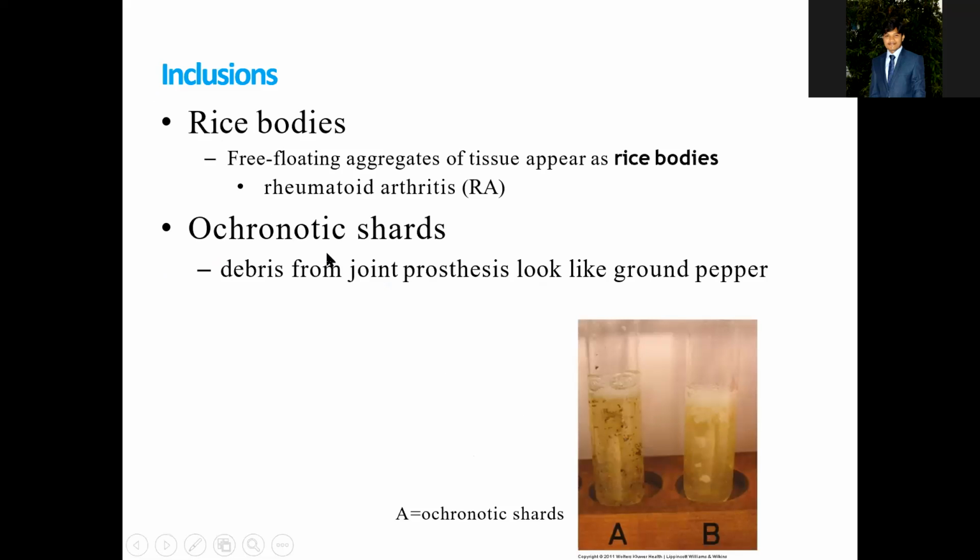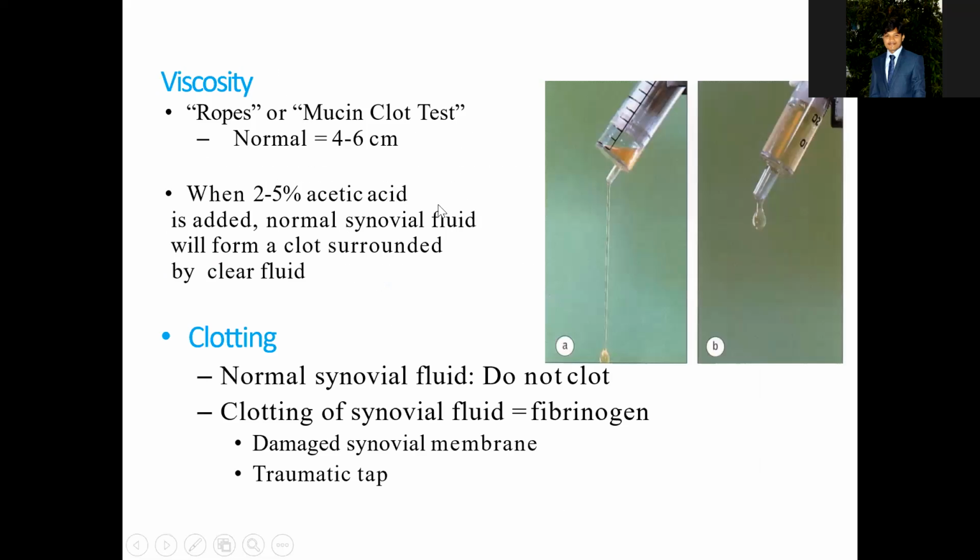The mucin clot test is normally 4 to 6 centimeters. When 2.5% acetic acid is added, synovial fluid forms a clot surrounded by clear fluid. Normal synovial fluid does not clot. In case of a damaged synovial membrane or a traumatic tap, the clotting occurs.